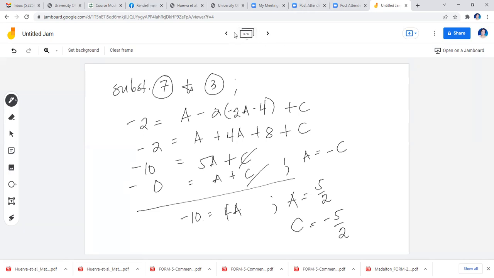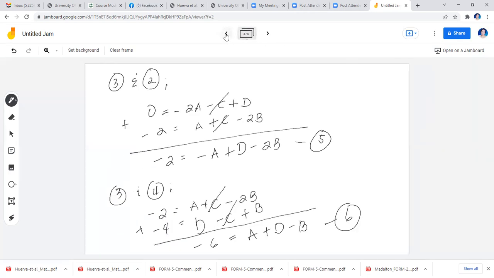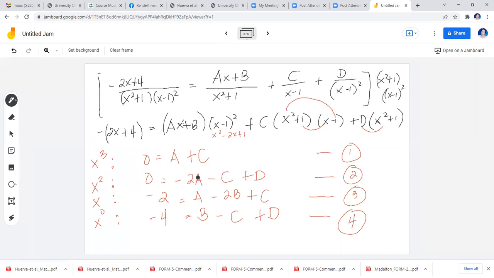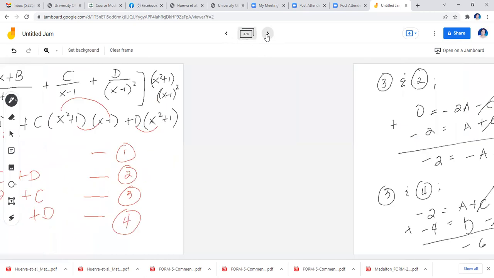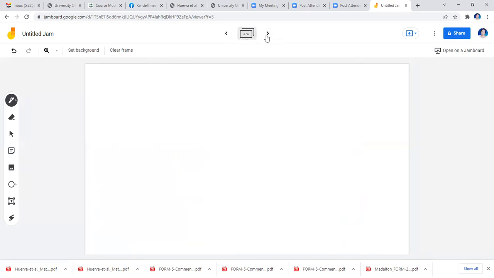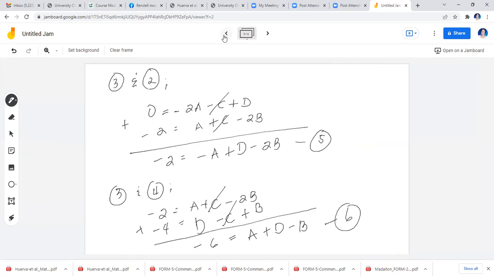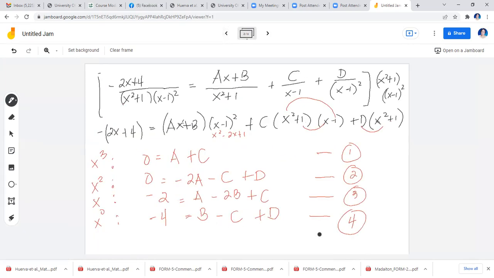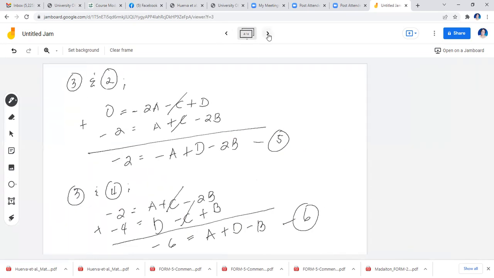Now, knowing a and c, you just find any of the equations that you have here. You can solve for d. You have here negative 2a minus c plus d. Negative 2a minus c plus d is equal to 0.